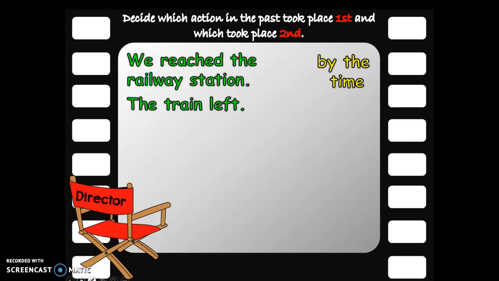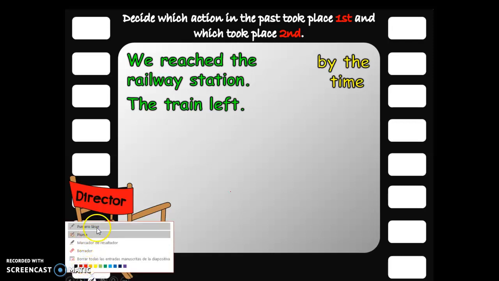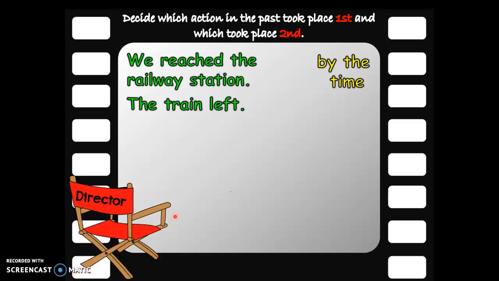We reached the railway station. The train left. Now we are going to use by the time. For that, we need to decide which actions in the past took place first and which took place second. Let's see. Yes, the train left is the first action. We reached the railway station is the second action. Now let's join these two sentences in only one using the past perfect and by the time.